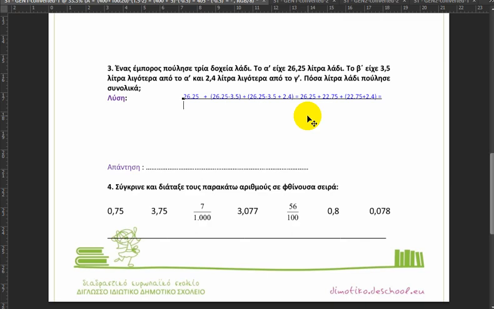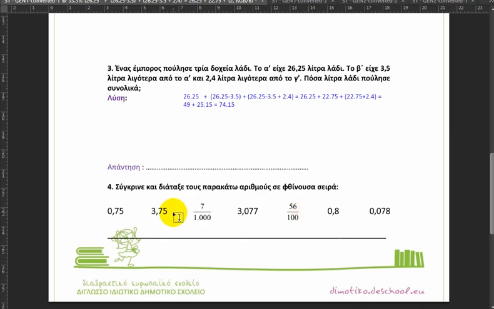And this is going to be equal to what? 26.25 plus 22.75 is going to be equal to 49, plus 22.75 plus 2.4, which is going to give us 25.15. And this altogether is going to give us a total of 74.15. And that's our final answer, 74.15.